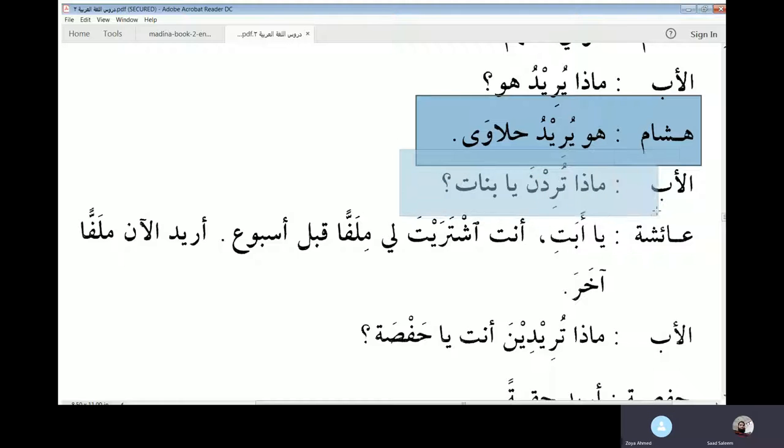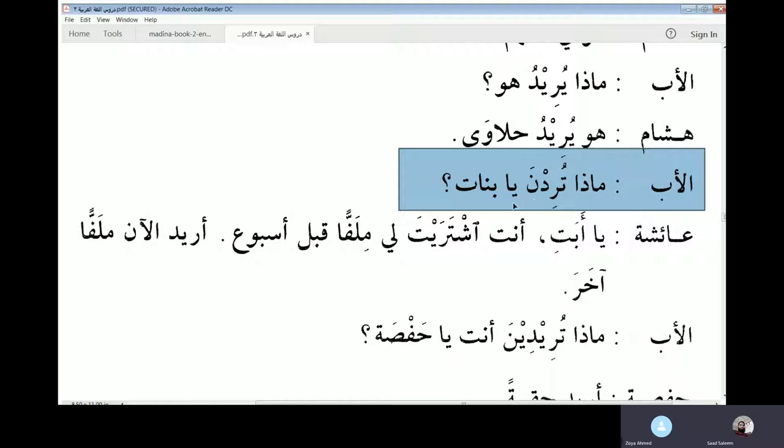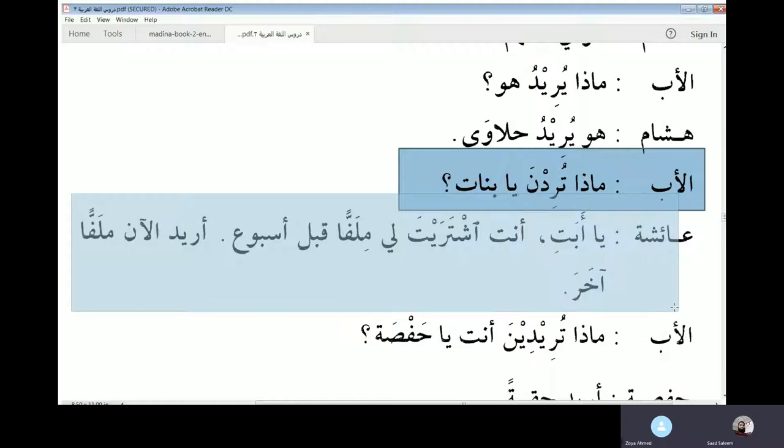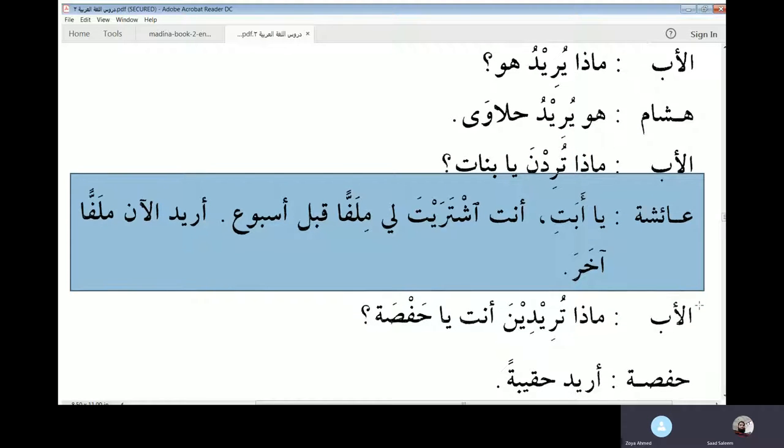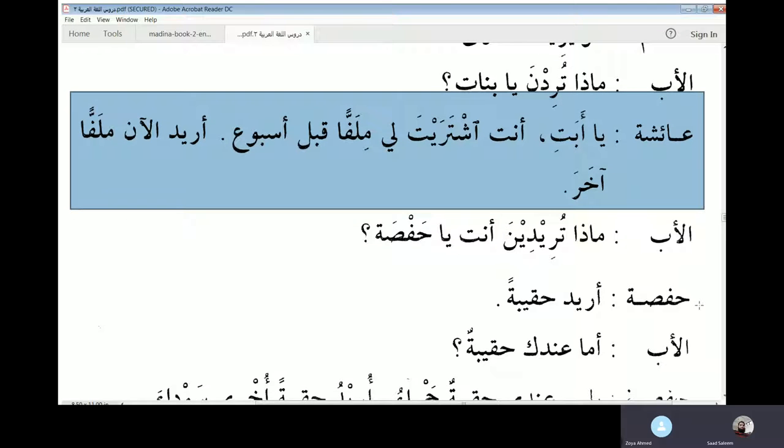Al-ab: Madha tureedina ya Aisha? Oh my daughter, what do you want? Aisha: Ya abi, anta ishtarayta li milaffan qabla usbu'in. Oh my father, you bought me a file a week ago. Milaff means file.